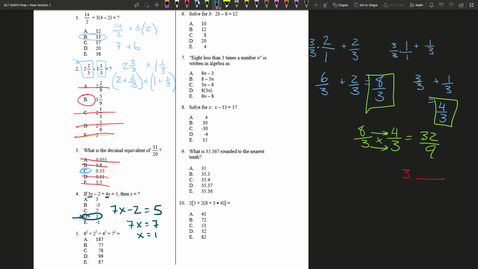I can do number 5. This requires a little bit of calculator work. 2 to the 5th. First, I guess I'll simplify this up front. So 6 squared is 36. 2 to the 5th, that is 32. Right, that's 2 times itself 5 times. Four squared is 16. And then 7 squared is 49.